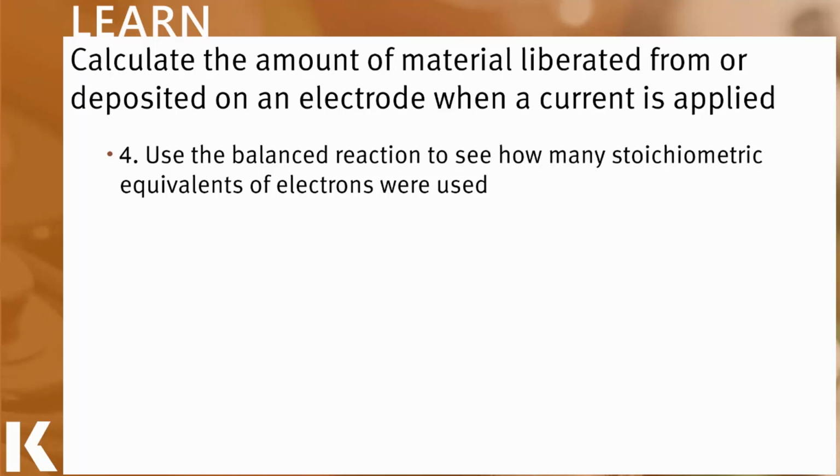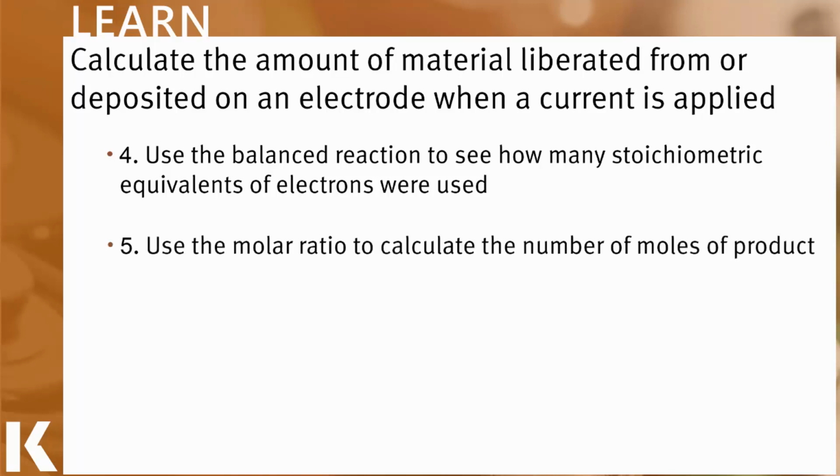Now, once we have that number of moles of electrons, we can use that number of moles to look at the balanced reaction and see how many stoichiometric equivalents of electrons were used. And I'll show you exactly what that means as we look at a couple of examples. But basically here again, we're looking for the ratios in terms of moles of products and reactants. Finally, we'll use that molar ratio to then calculate the number of moles of product that are actually produced.